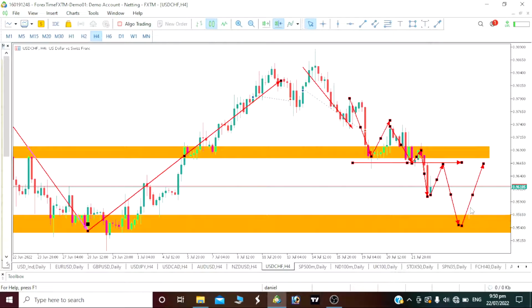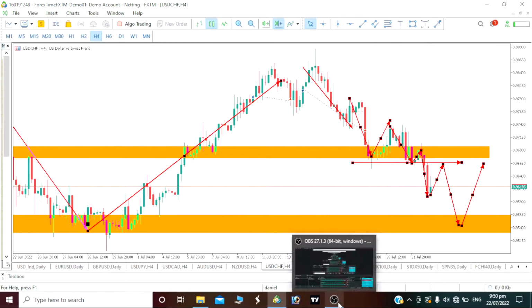First of all, let us short our USD Swiss franc before continuing to take our buy on our USD Swiss franc.